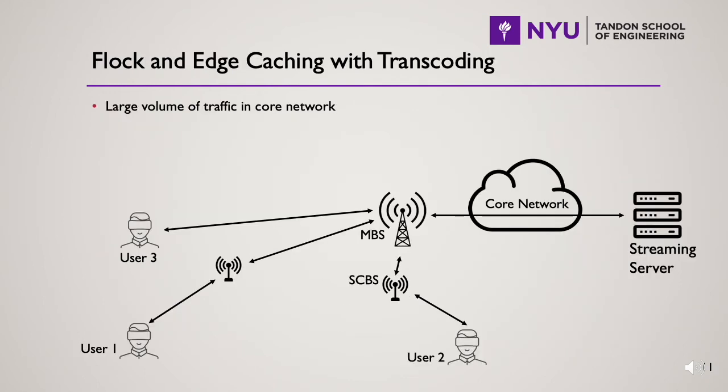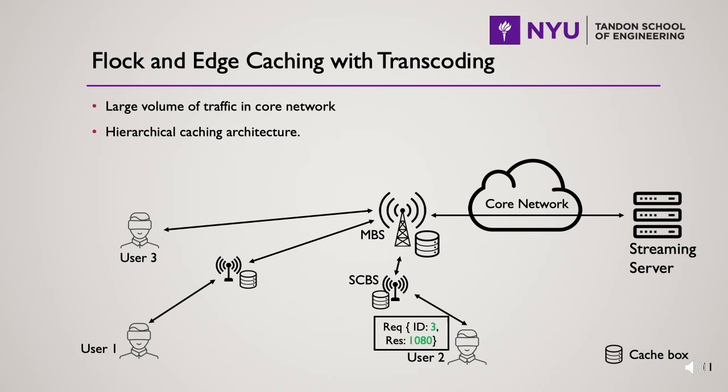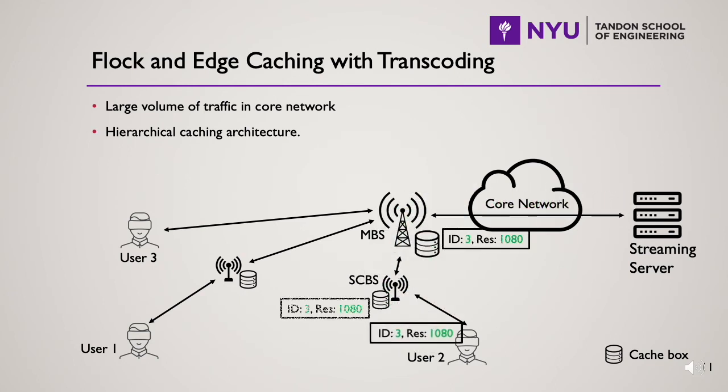At last, we study the potential benefit of using edge caching for a live 360 video streaming system. Shown in the figure, a large volume of traffic might be generated in the core network. To solve this problem, hierarchical caching design can be used. For example, if user 2 generates a request for the data with ID 3 and a resolution of 1080, with caching available, the reply from the server can be stored at all the caches along the download path.